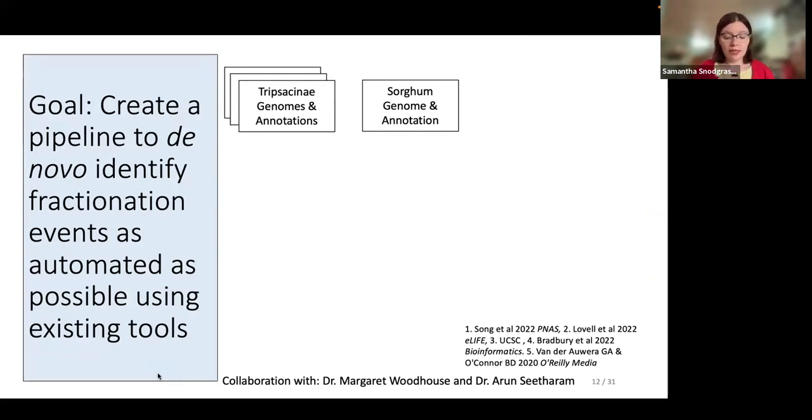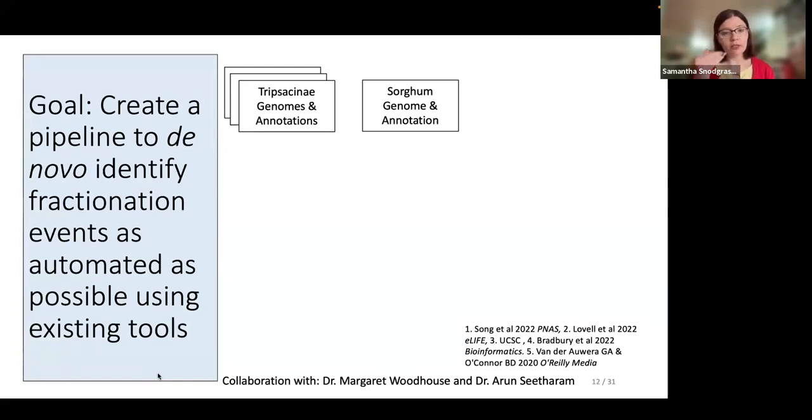And we want to make this as robust a pipeline as possible, such that it is as automated as possible, not using any sort of custom scripts, or at least minimizing the amount of custom scripts used. And we want to use existing tools, so we're not building any new tools. And so I want to give a really big shout out to Dr. Woodhouse and Dr. Seathram, who have been really instrumental in helping build this pipeline and think through the framework of all of this.